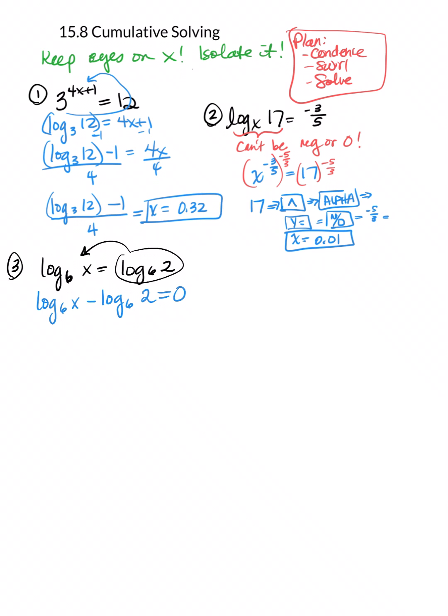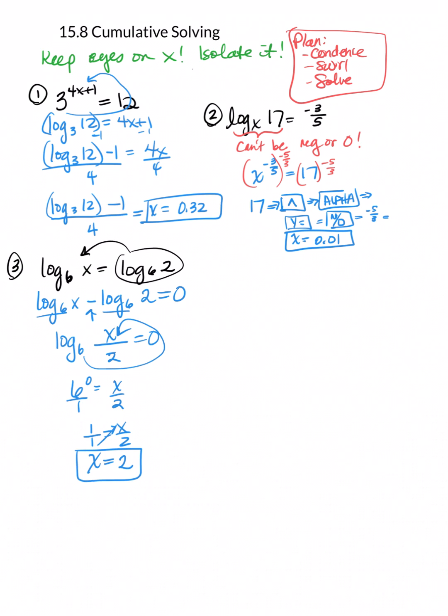Now I should use my properties. Remember they have the same base here? And there's a minus sign, so I can condense to one logarithm, and it'll have a division because of the minus sign. So it'll be x over 2 equals 0. Now I can swirl it out. So I'll have 6 to the 0 power equals x over 2. What is 6 to the 0 power? Well, that's 1. So 1 over 1 equals x over 2. It's a proportion, so I can just solve it, x equals 2. Look, no calculator needed on that one.